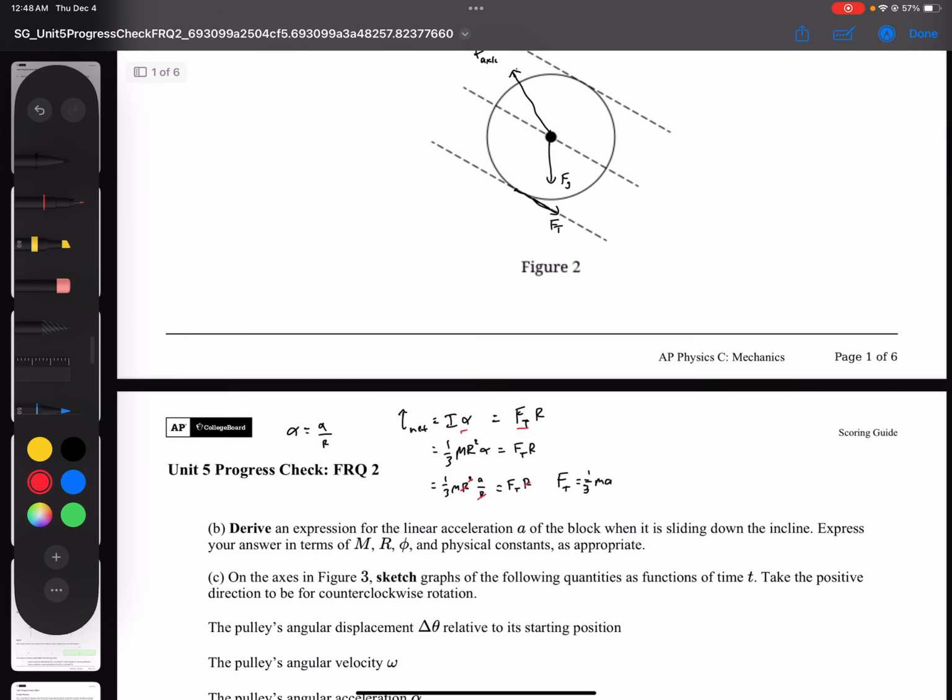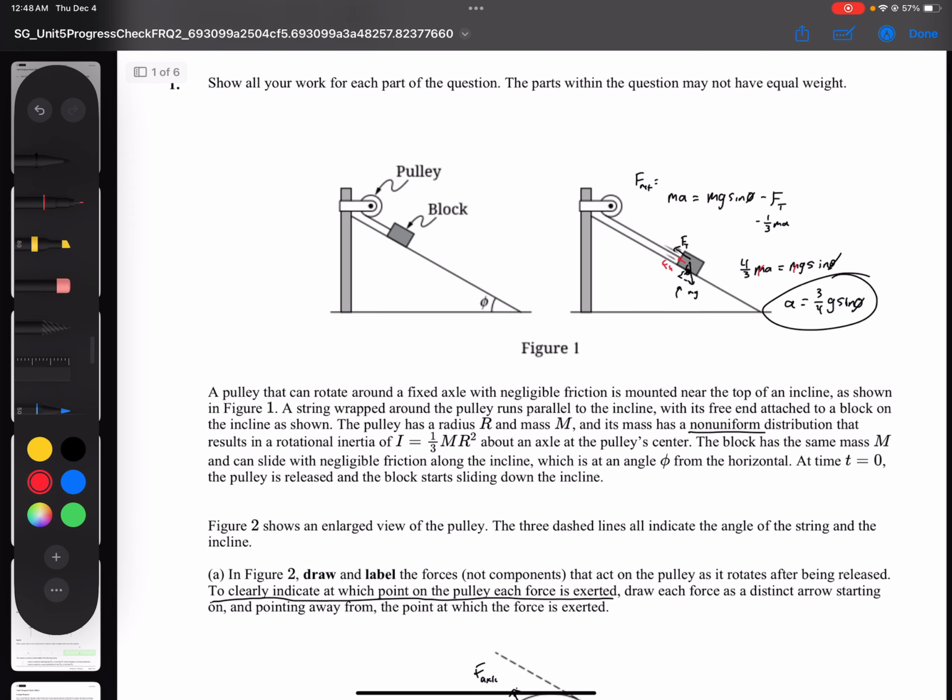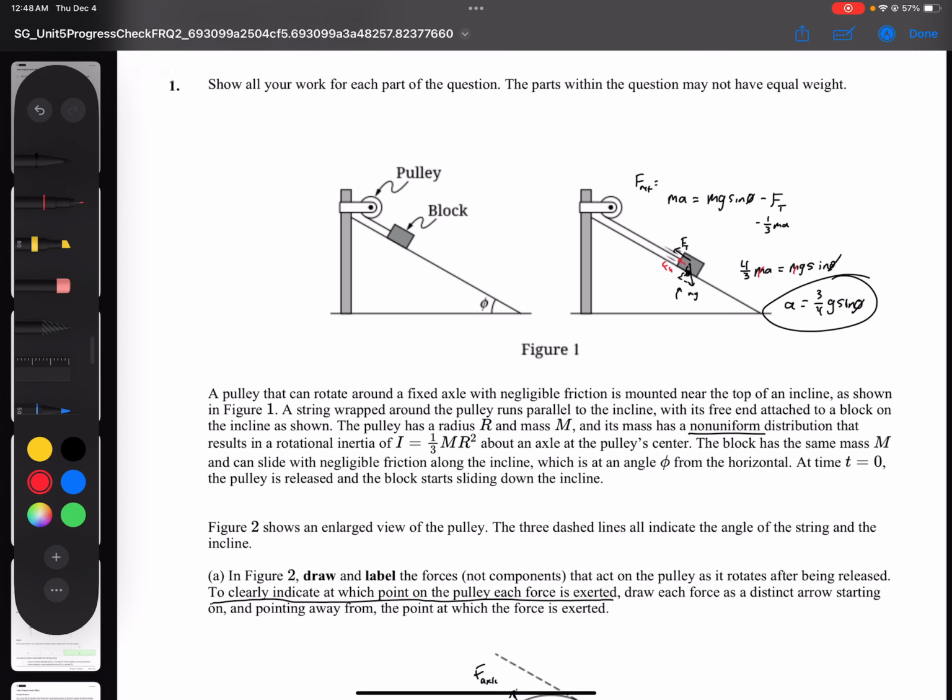Because my previous expression, the acceleration of the block, is 3/4 g sine phi. But if I add a friction force on my free body diagram, I have to change my net force equation, right? So now I have to subtract this force of friction. That's going to be mu times mg cosine phi.